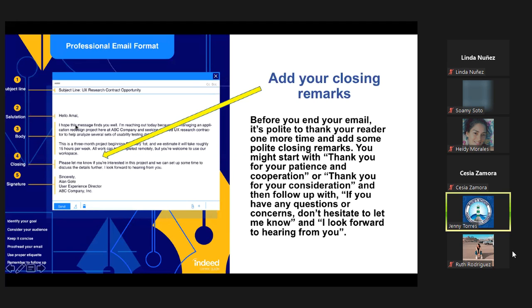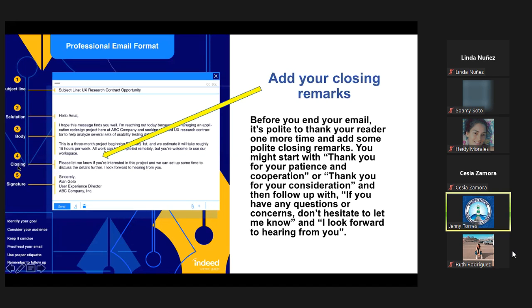In this part, you say thank you for your prompt reply. Thank you for, okay, and then the message. Now, in the closing, you're going to say thank you again, okay? But it's going to be like this. Thank you for your patience. Thank you for your cooperation. Thank you for your consideration. Thank you for your help. Thank you for your attention.